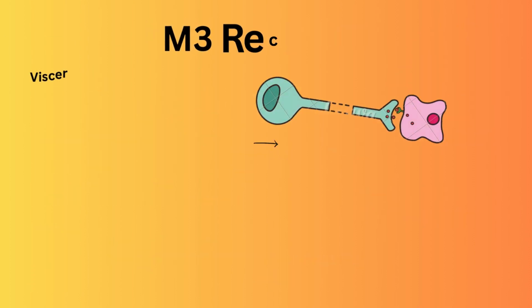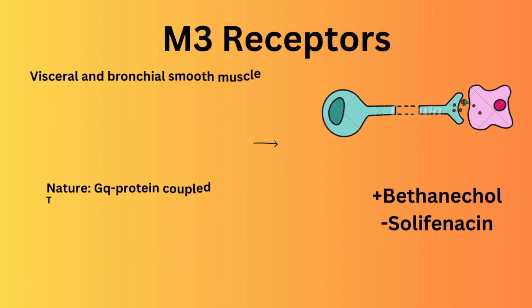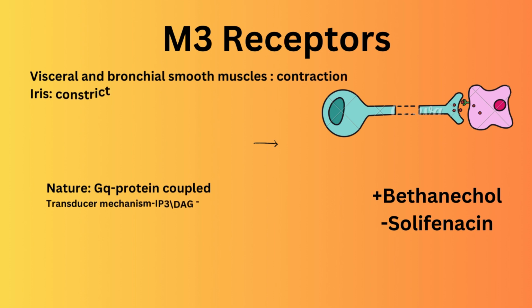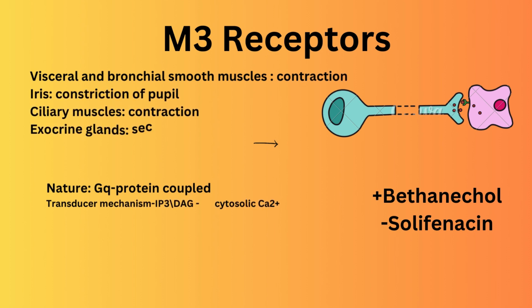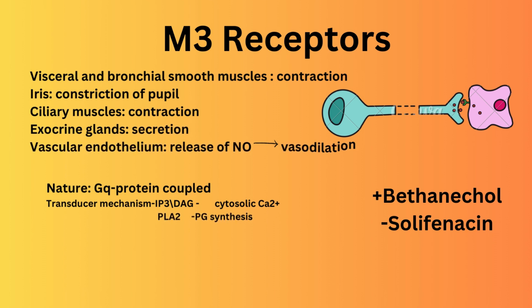The final muscarinic receptor is the M3 receptor. It causes contraction of visceral and bronchial smooth muscles, constriction of the pupil, contraction of ciliary muscles, secretion of exocrine glands, and release of nitric oxide, which results in vasodilation. It is a Gq protein-coupled receptor acting on IP3-DAG and PLA2 pathways. It is stimulated by bethanechol and inhibited by solifenacin and darifenacin.